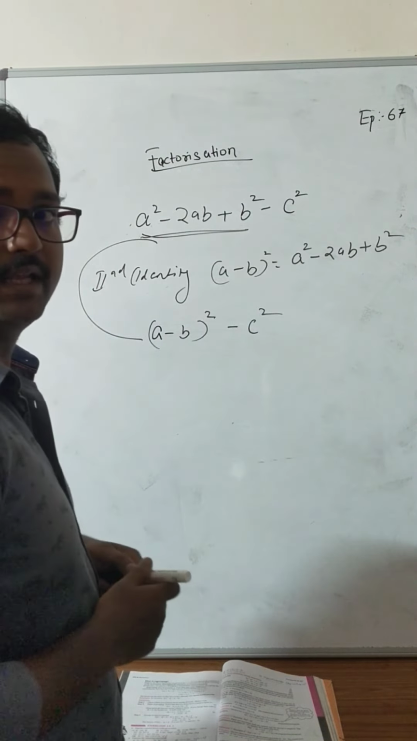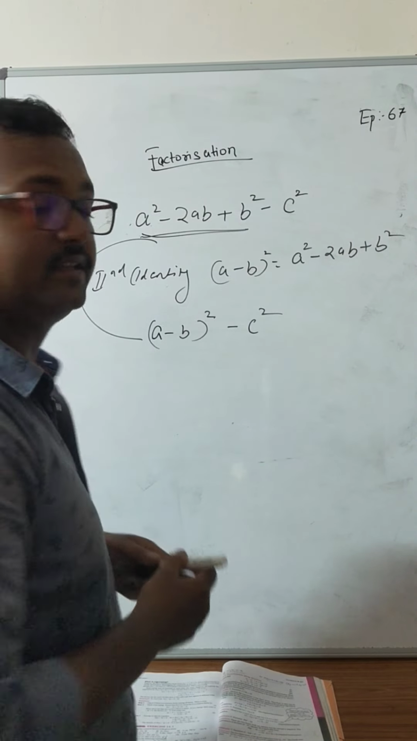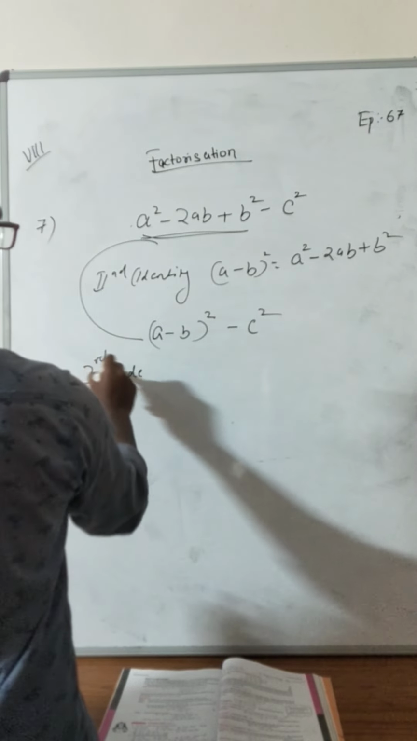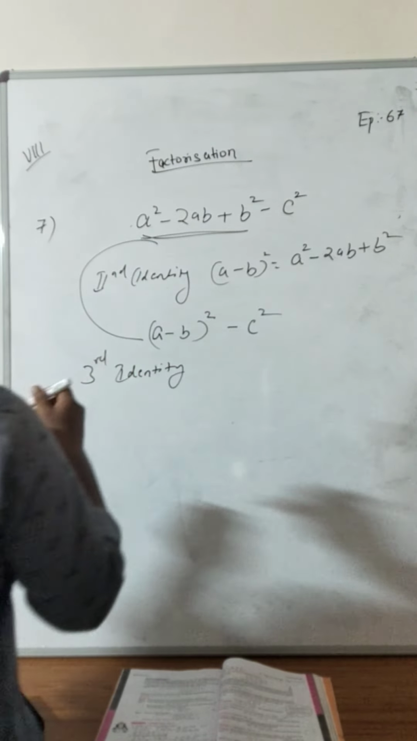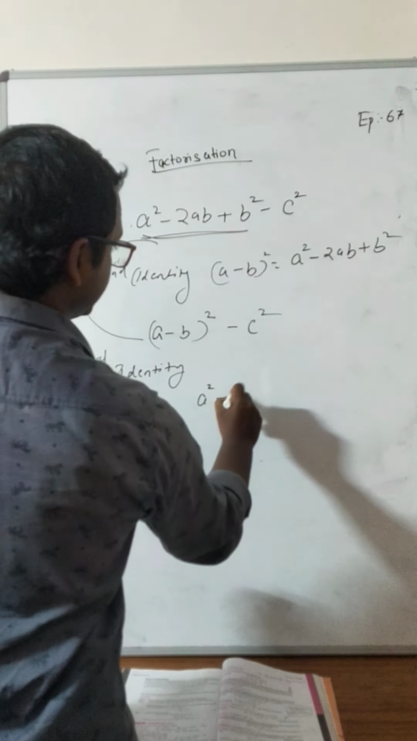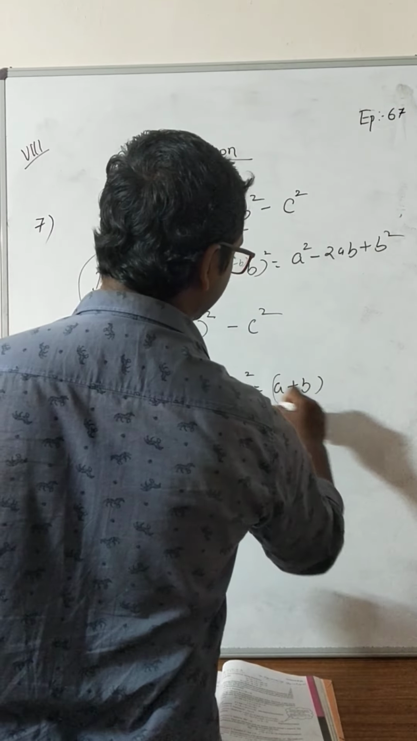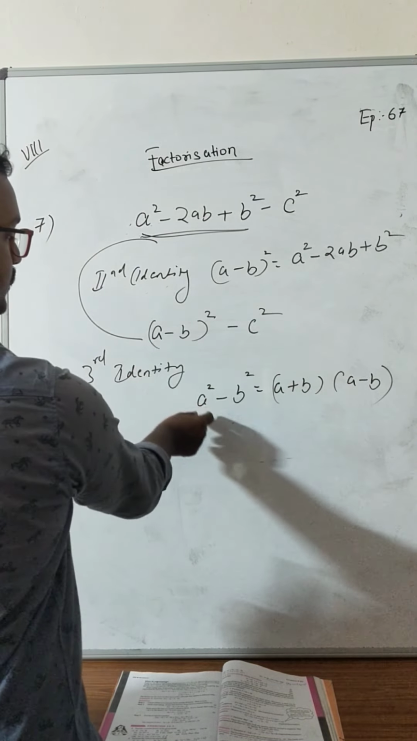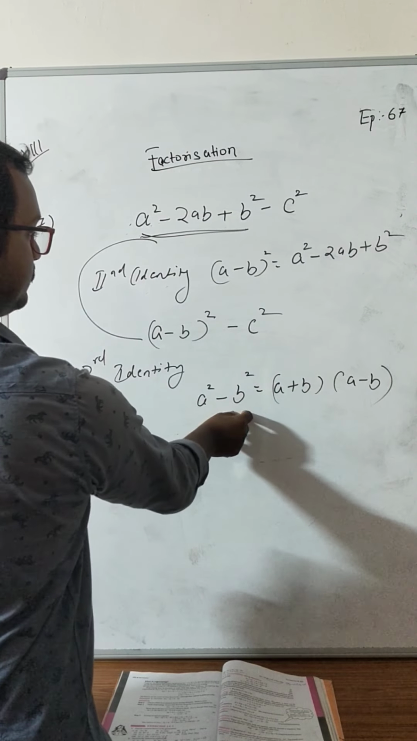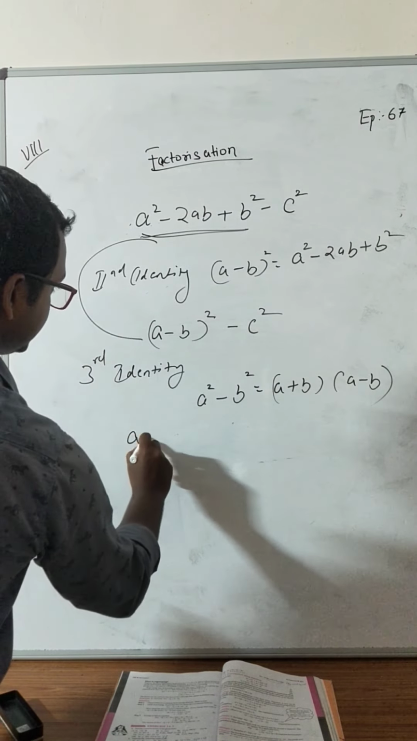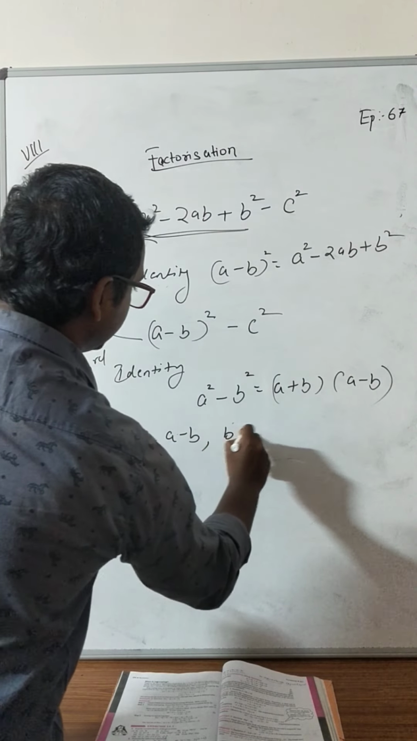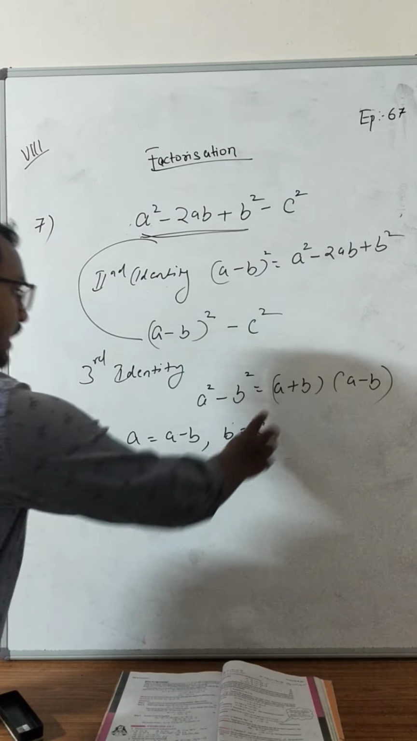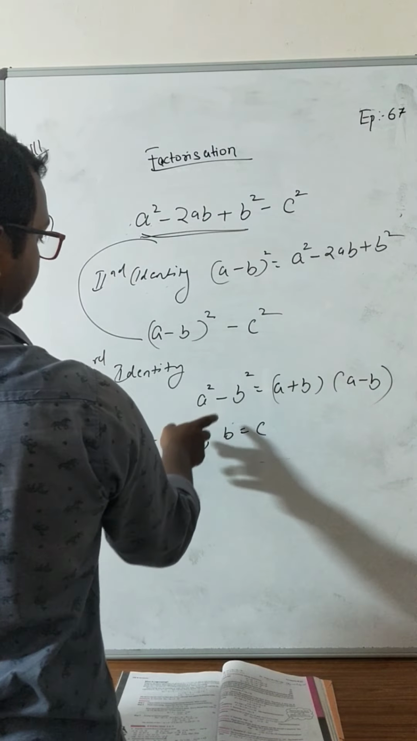Now again we have to apply one more identity, which is identity 3. Third identity is a square minus b square is equal to (a plus b) into (a minus b). See here, this entire term is actually a, this term is b. So from this we can say a is actually a minus b and b is actually c. Just put in this formula. We will get (a plus b)(a minus b). So what is our a? A is a minus b.